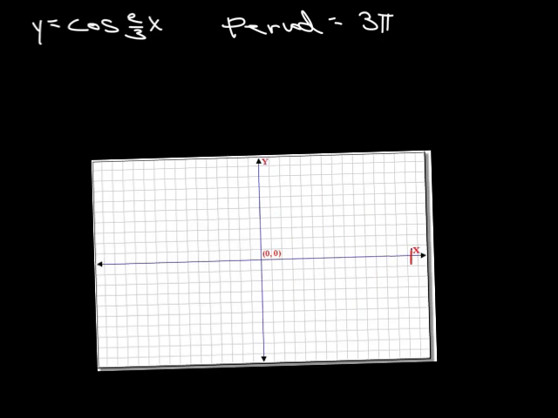So at this point we know our period is 3 pi. We start at 0 and we go to 3 pi. So our interval is 0 to 3 pi. So our beginning place is 0, our ending point is 3 pi. Alright, so let's go ahead and find those points.